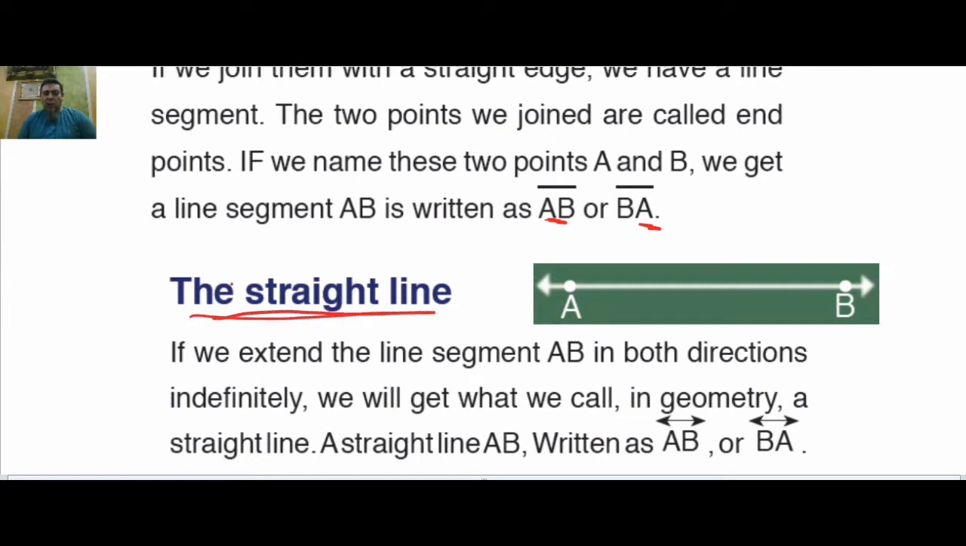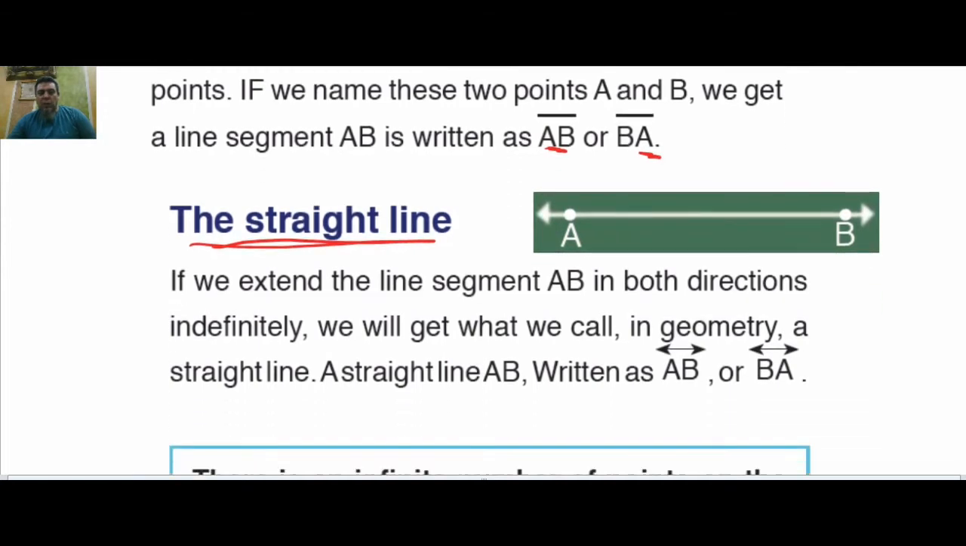The second concept, the straight line. What's the meaning of straight line? If we extend the line segment AB in both directions, from A and from B, the line that extends from A and from B is called a straight line. The straight line AB has no starting point and no ending point, but it has two directions.